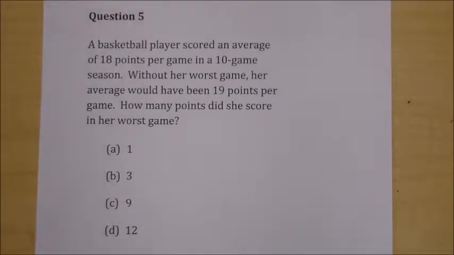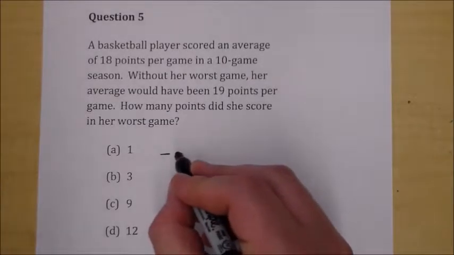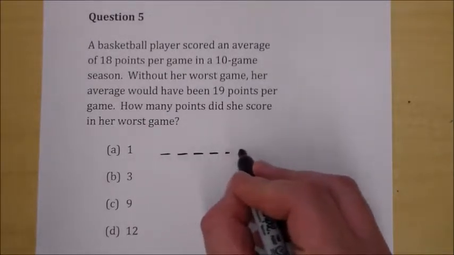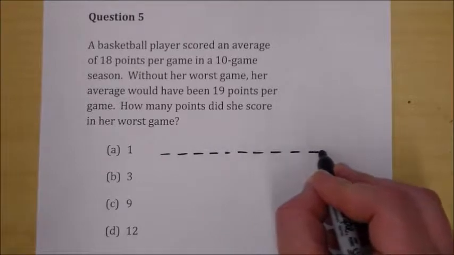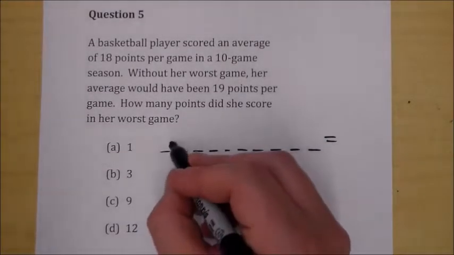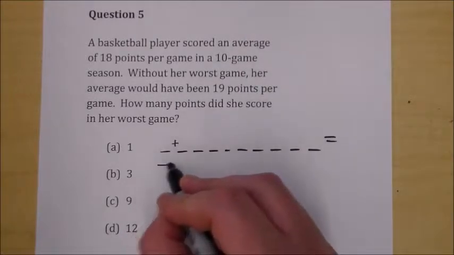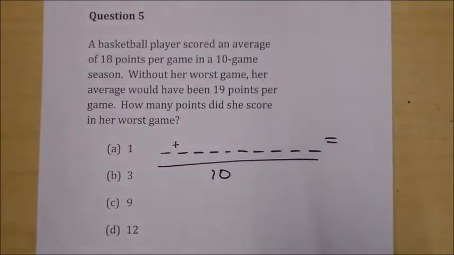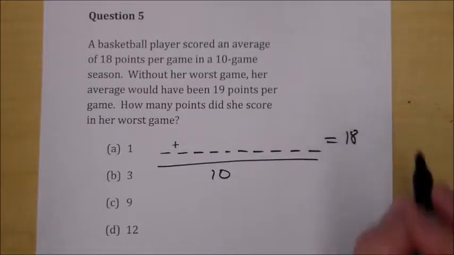A basketball player scored an average of 18 points per game in a 10-game season. Without her worst game, her average would have been 19 points per game. How many points did she score in her worst game? Okay, so we're doing an average question. There's 10 games. 1, 2, 3, 4, 5, 6, 7, 8, 9, 10. And the average of them. So if we take all of these 10 games, we add all of them together, and then we divide by 10, our answer is going to be 18.